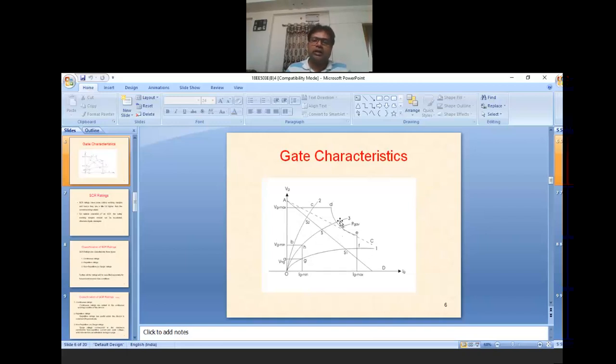And Vg maximum and Ig maximum, this sector will never be used, because above this higher junction temperatures will prevail, gate will burn down or it gets damaged, so you cannot use that SCR. That is why we will be applying the voltage and currents to the gate only in this region for proper triggering of the SCR, and these are the preferable gate characteristics.